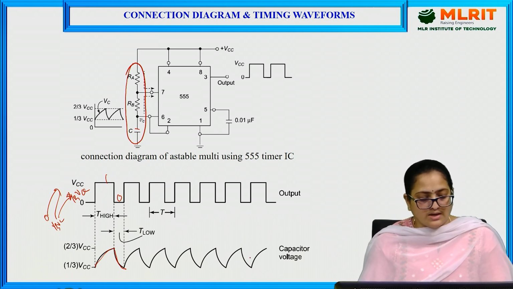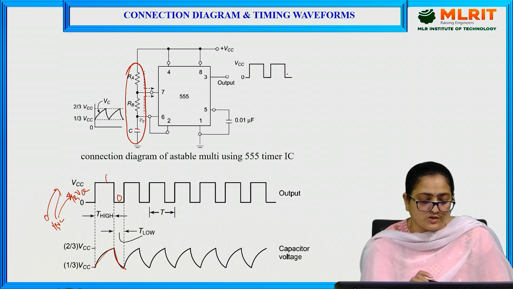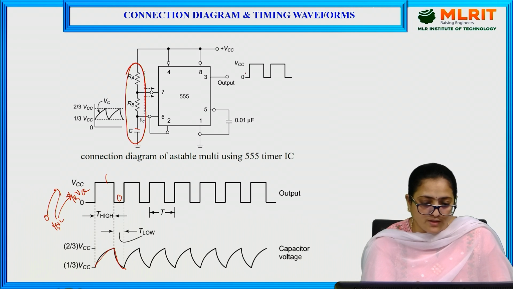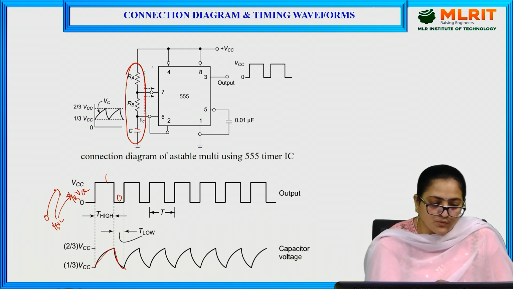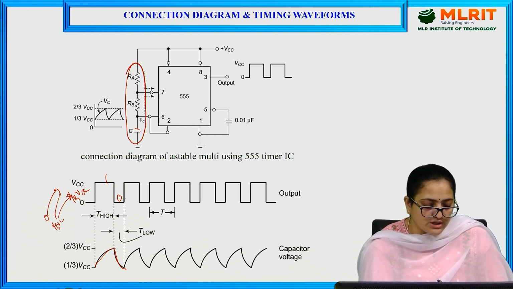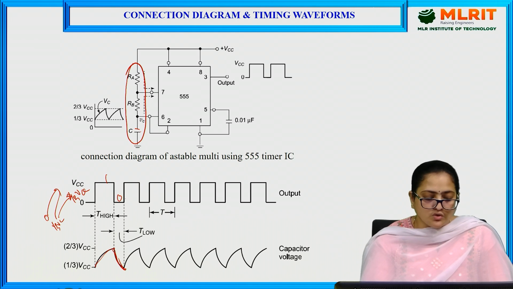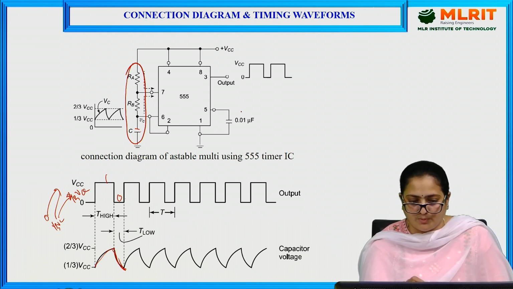The output of the RS flip-flop is again connected to the output terminal. The output terminal produces a square wave, or rather, it is producing a pulse. Based on the output voltage, when it is moving from 0 to 1, the voltage across the capacitor charges from 1/3 VCC to 2/3 VCC through RA and RB. And when the output voltage is moving from 1 to 0, the capacitor C discharges from 2/3 VCC to 1/3 VCC.